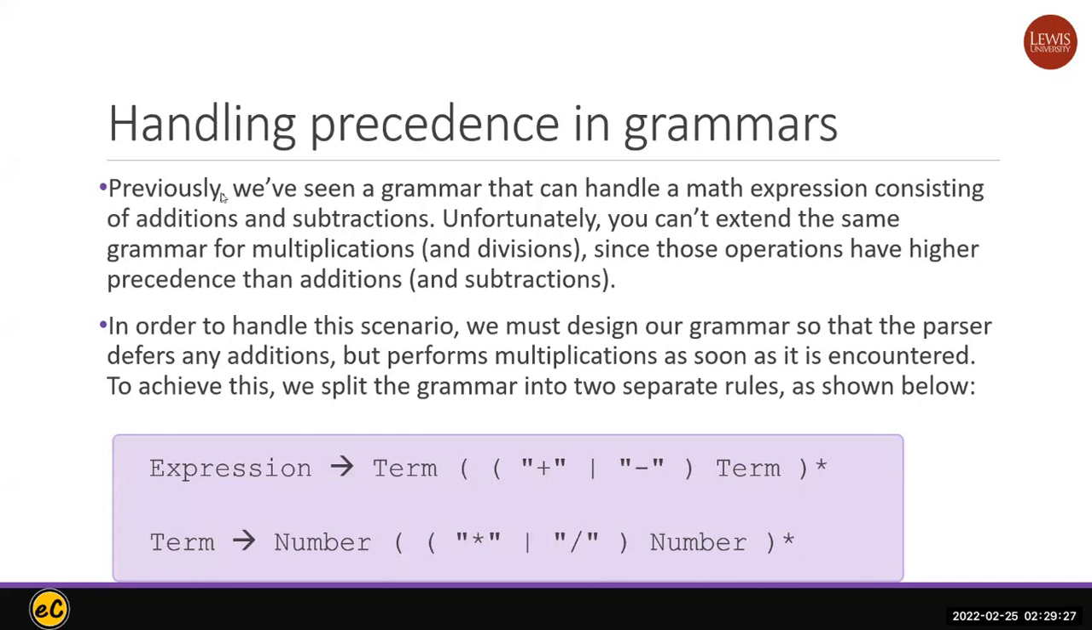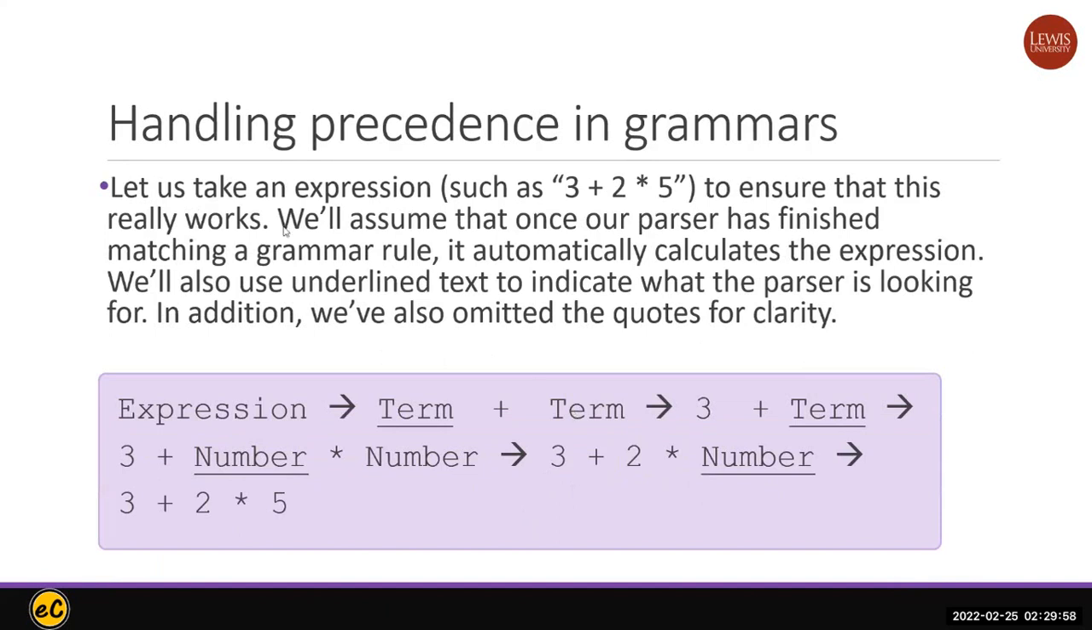So what are the detailed issues? Previously, we have seen a grammar that can handle math expressions consisting of only addition and subtraction, but you have the precedence, such as times and divide. So you may need to have a term. The idea is that the term is separated from the expression. So a term includes the factor. This we actually discussed in a previous parser section.